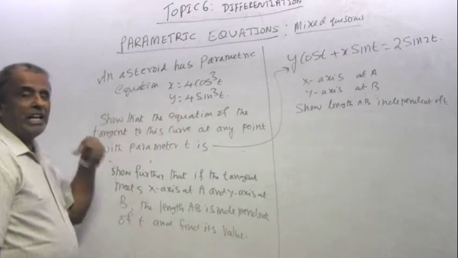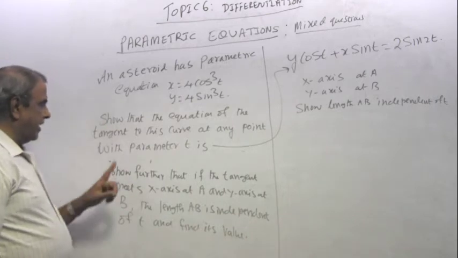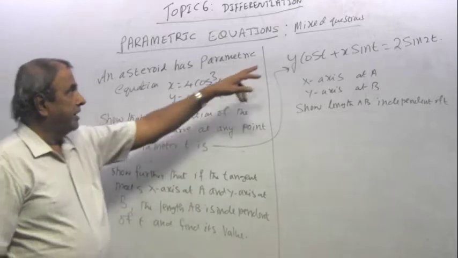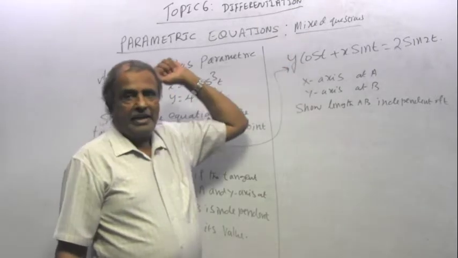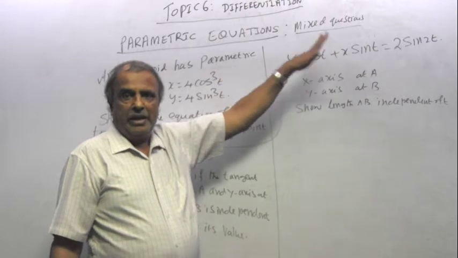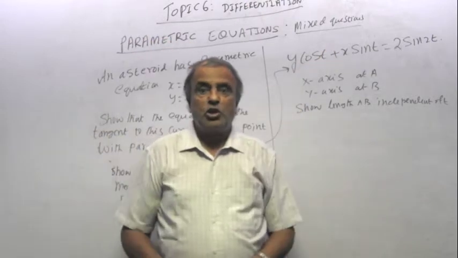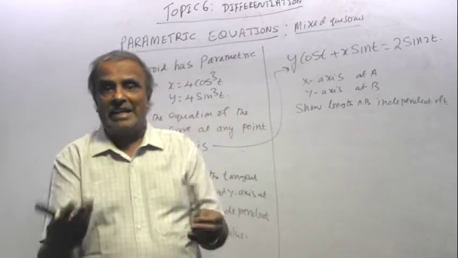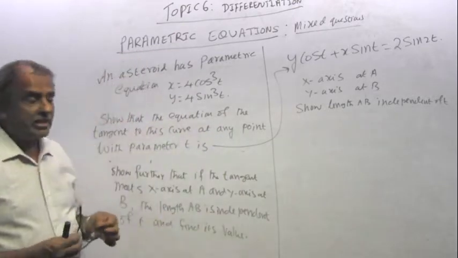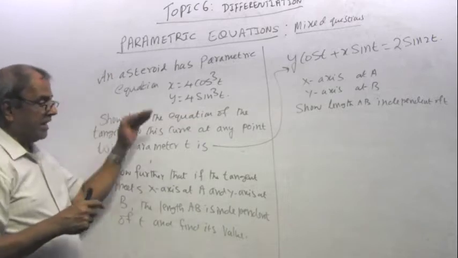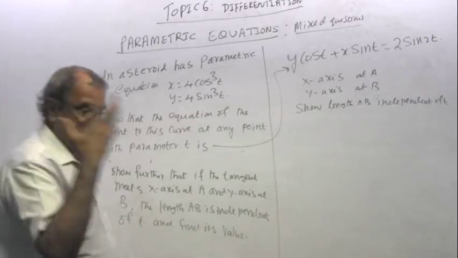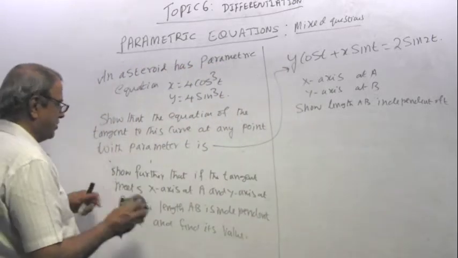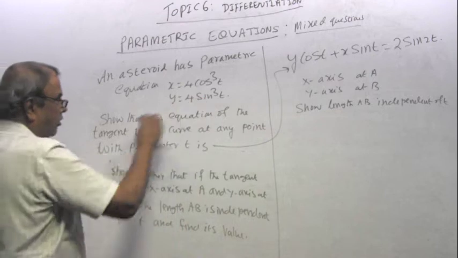Then they say, show further that the tangent meets the x-axis at A and meets the y-axis at B. Find the length AB, show that it is independent of t, and find that length. Do you understand the question? This is a typical A-level question, an A-star level question, or a high A-level question. So let me rub it off because I've got all that.